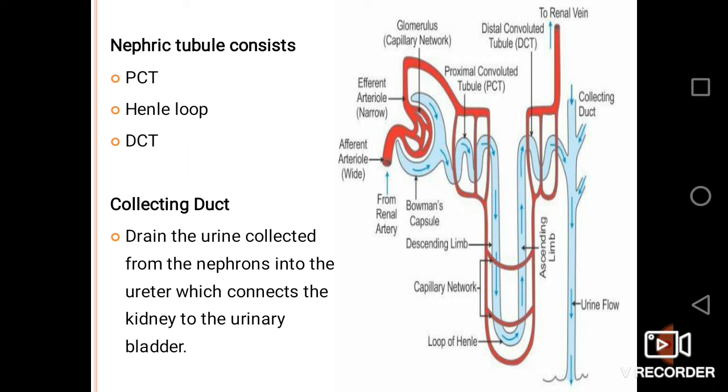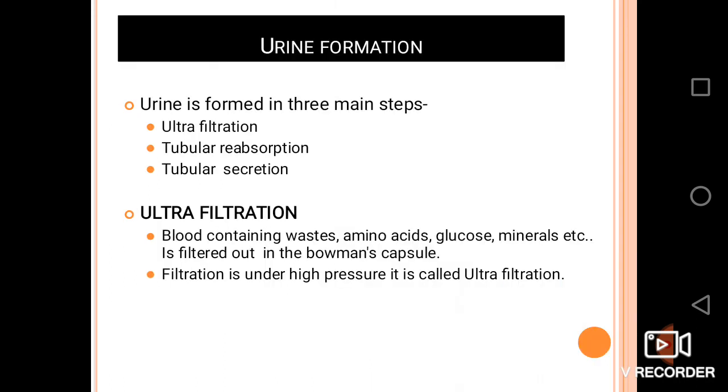Okay. The next one is the collecting duct. What is the main function of the collecting duct? It drains the urine collected from the nephrons into the ureter, which connects the kidney to the urinary bladder. Okay. So this is the overall structure of the nephron.